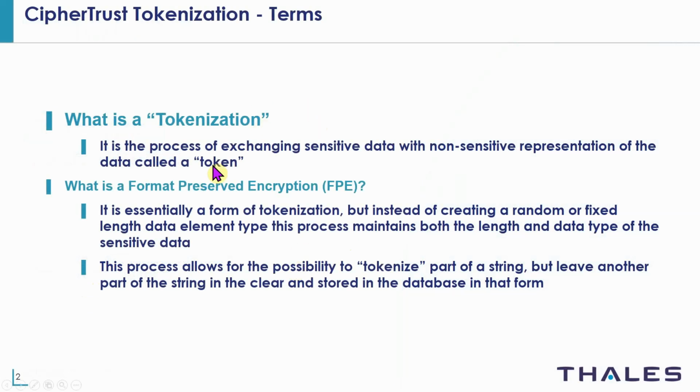So tokenization is used in different contexts, such as access tokens and other types of authentication. And that is not what we're referring to here. We're referring to a process of exchanging sensitive data with a non-sensitive representation of the data called a token. A subset of that is the format preserved encryption type of tokenization. It is essentially a form of tokenization, but instead of creating a random or fixed length data element type, this process maintains both the length and data type of the sensitive data. This process allows for the possibility to tokenize part of a string, but leave another part of the string in the clear and stored in the database in that format.